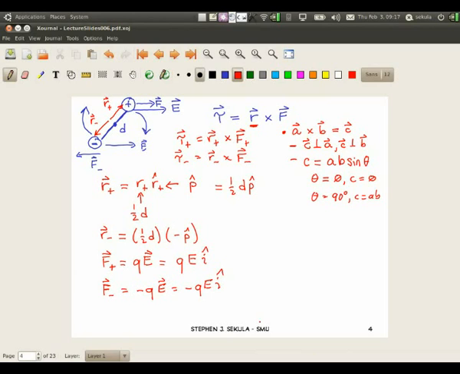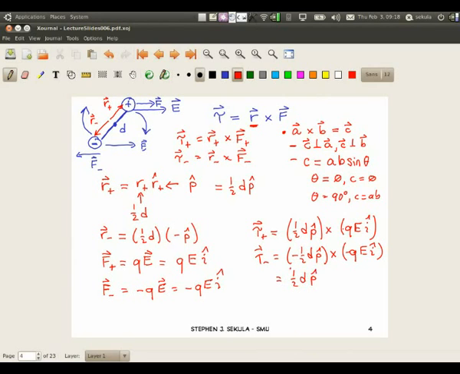And so now we have a situation where we have two torques. The torque on the positive charge, we can substitute our pieces in. That's going to be equal to 1/2 d p hat cross Q E i hat. And we have the torque on the negative charge. That's going to be equal to negative 1/2 d p hat cross negative Q E i hat, which is just equal to 1/2 d p hat cross Q E i hat.